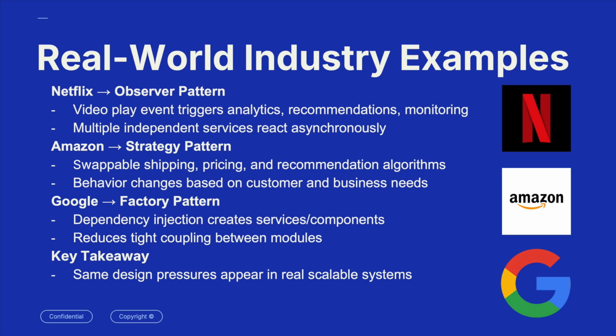Amazon is a great example of the strategy pattern. Their systems frequently need to switch between different recommendation, pricing, or shipping algorithms depending on the customer behavior, business priorities, or delivery constraints. The surrounding system stays the same while the algorithm changes dynamically. Google often reflects the factory pattern through dependency injection frameworks, where services and components are created automatically without the client needing to know the exact implementation details. These real-world examples show that the same software design pressures we study in class directly scale into industry systems.